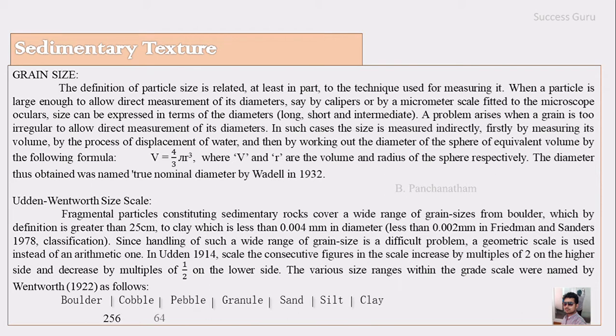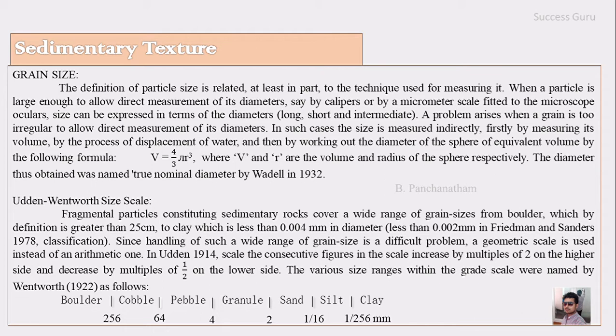Actually, in the Wentworth size scale, the fragmental particles constituting the sedimentary rocks cover a wide range of grain size, say from boulder, which by definition is more than 256 millimeter, to clay, which is less than 0.004 millimeter in diameter. Since handling such a wide range of grain size is a difficult problem, a geometric scale is used instead of an arithmetic scale. In the Udden 1914 scale, the consecutive figures of the scale increase by multiples of 2 on the higher side and decrease by multiples of 1 by 2 on the lower side.